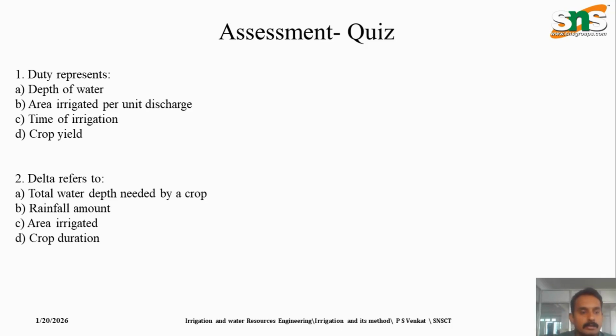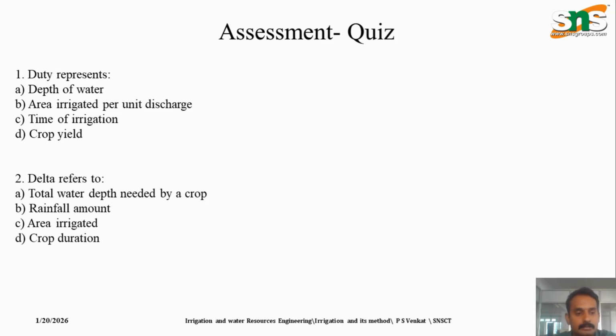To summarize today's lecture, duty shows how effectively the water is used, delta shows the total water depth required for plant growth, and base period shows the irrigation duration, whereas consumptive use shows the actual water loss during the entire period of irrigation.